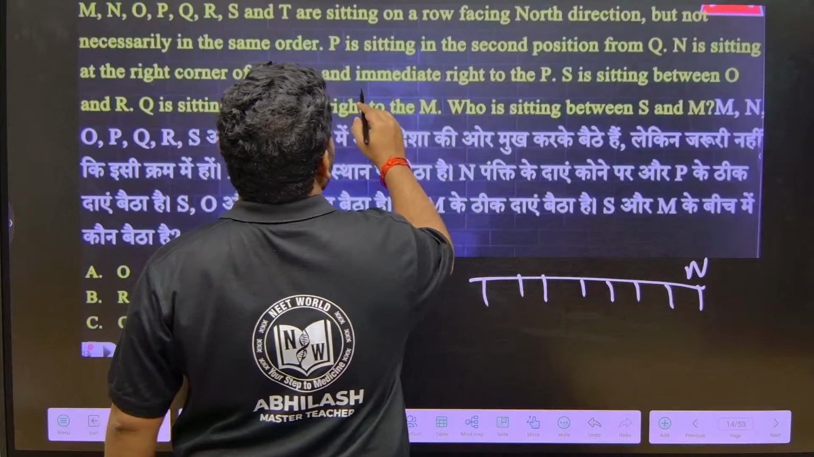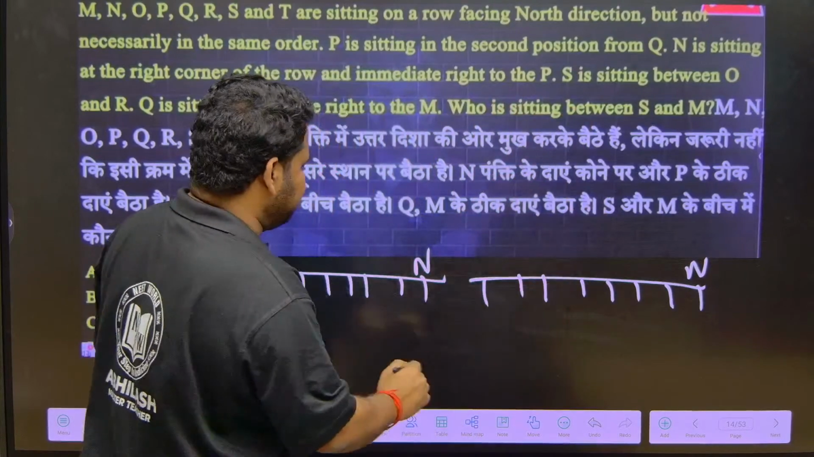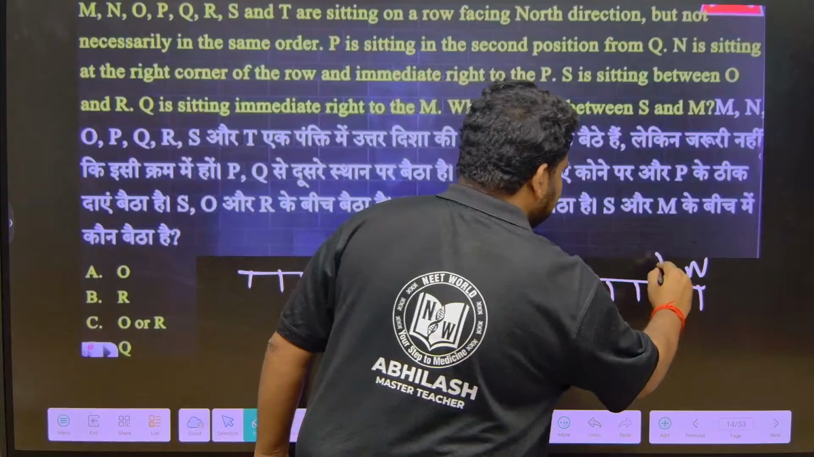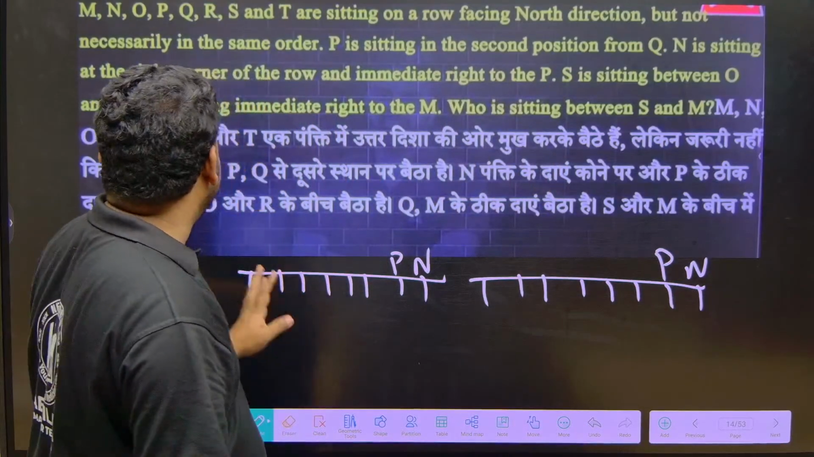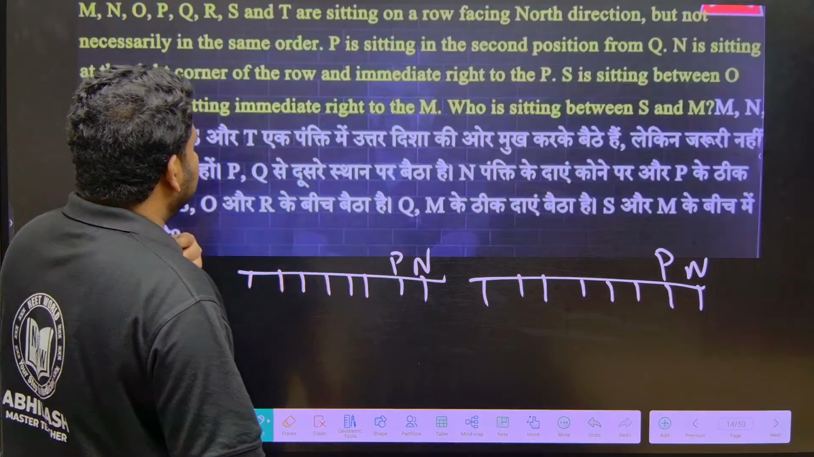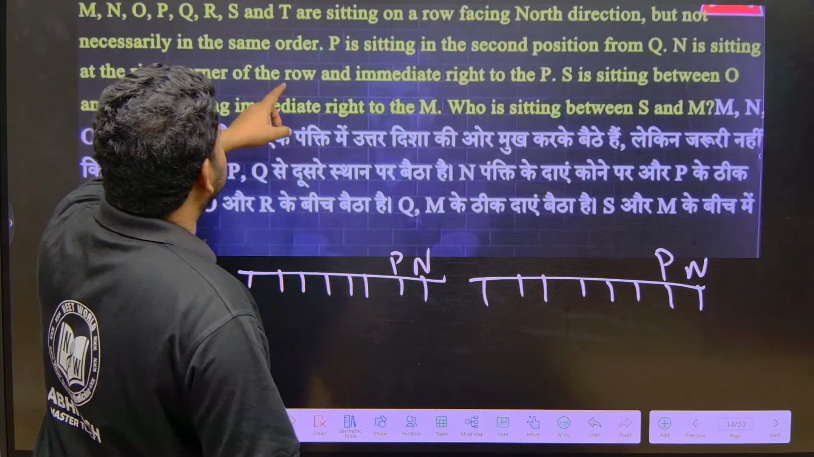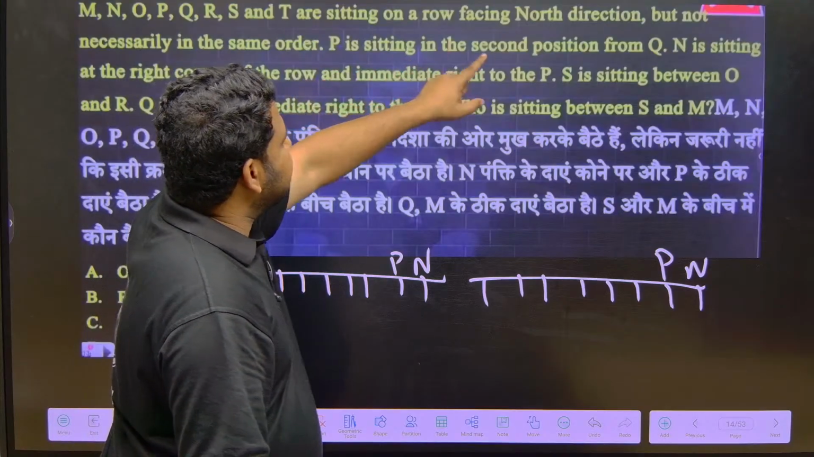So look at this. One of the persons is sitting at the right end of the row. N is sitting at the right corner of the row. And immediate to the right of P means P should come here. S is sitting between O and R. That is not useful for me as of now. They are telling P is sitting in the second position from Q.